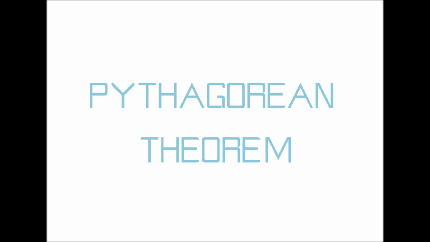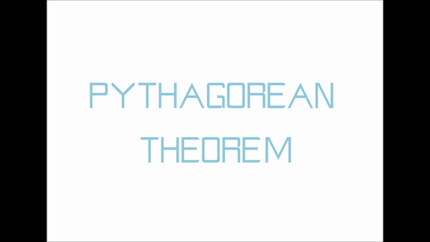I'm going to talk about the Pythagorean Theorem. Now, the Pythagorean Theorem comes up a lot in cases where we need to find the distance between 2 points, say in the xy plane, or in the xyz space, or if we need to find the length of the third side of a triangle, given the length of the other two sides.